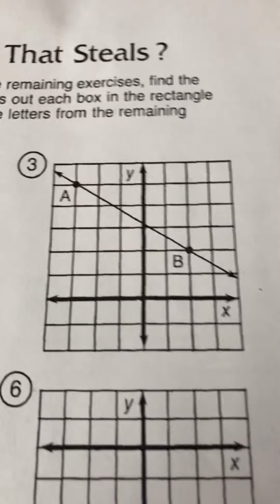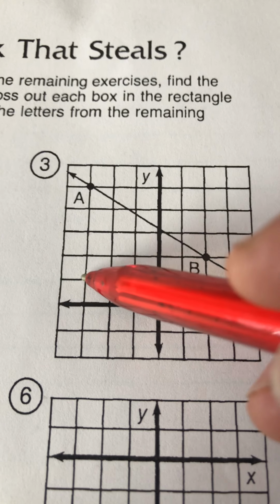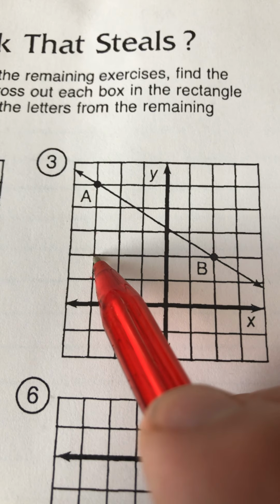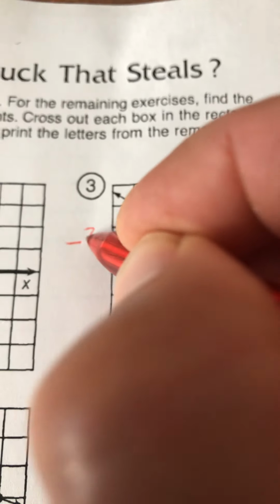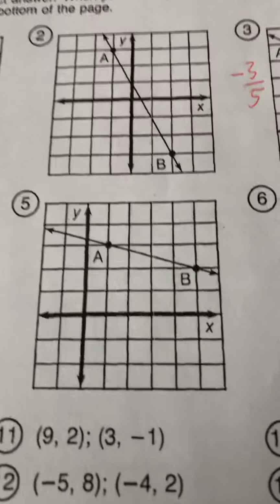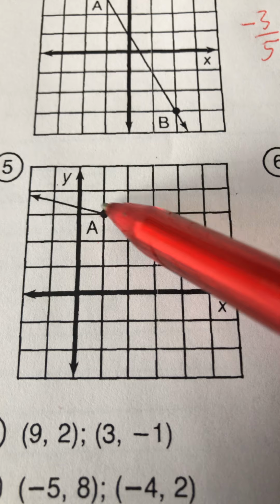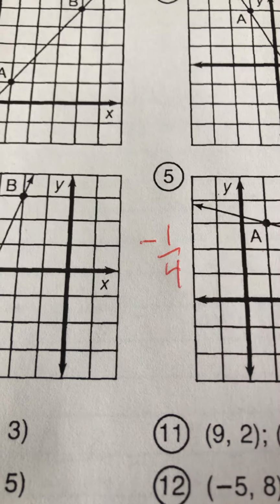For number 3, this one goes down, so it's going to be negative. Down 1, 2, 3. So down 3 over 1, 2, 3, 4, 5. It's down 3 over 5, so it's a negative 3/5. You would find that down there. For number 5, I go down 1 over 1, 2, 3, 4. So down 1 over 4.